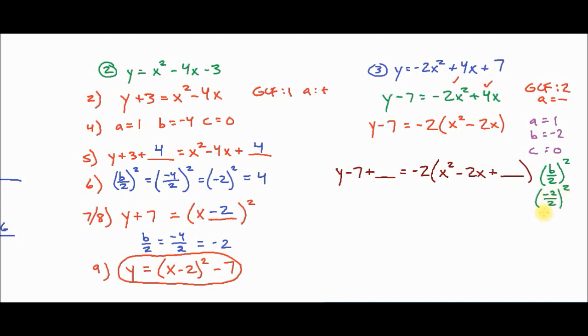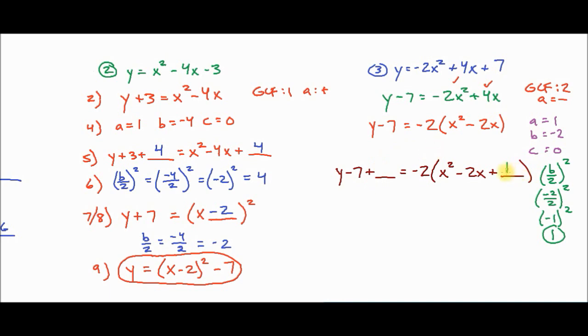Negative 2 over 2 is just negative 1 squared, and that is equal to 1. So our b over 2 squared is just 1. We're going to put a 1 in this space. And the question is, what do we put over here?